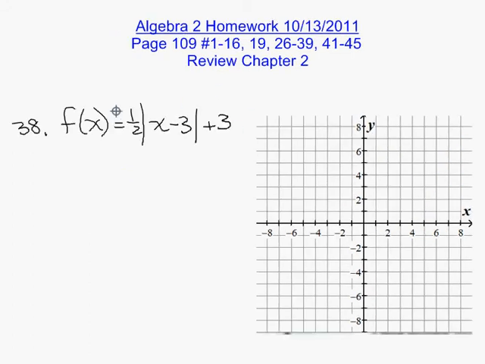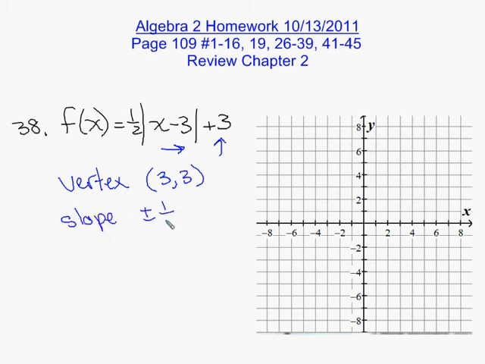Next, this one has all 3 transformations. The vertex has been shifted to the right, and it's been shifted up, and then it also has a change in the slope of the sides. So first step in graphing absolute value functions is identify the vertex. So it would be positive 3, and the slope of the sides is going to be positive and negative 1/2.